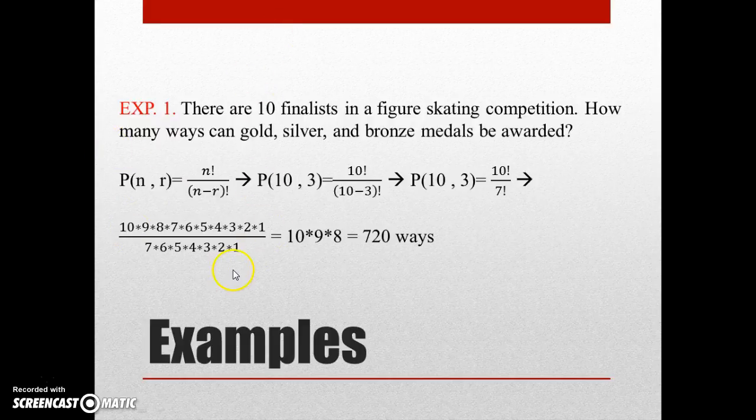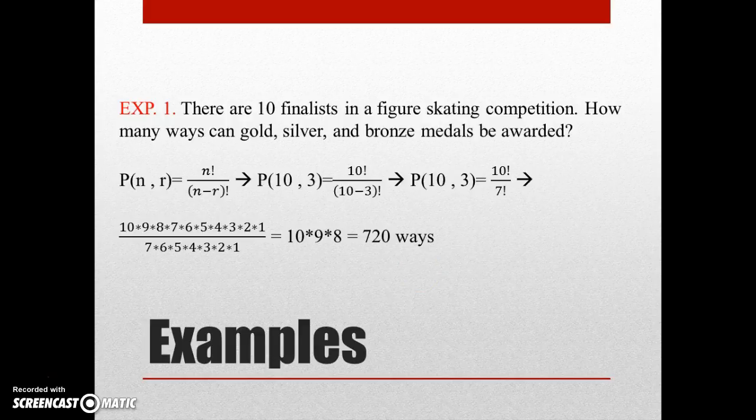These all can cancel out, right? So then, if we cancel all these numbers out, we're left with 10 times 9 times 8. And we can calculate that, and we get 720 ways in which gold, silver, and bronze medals can be awarded to those 10 finalists.